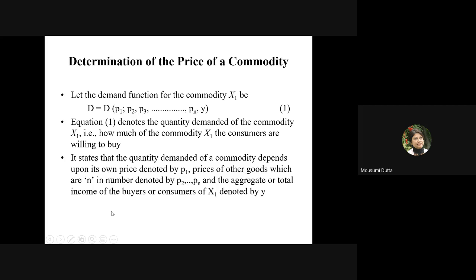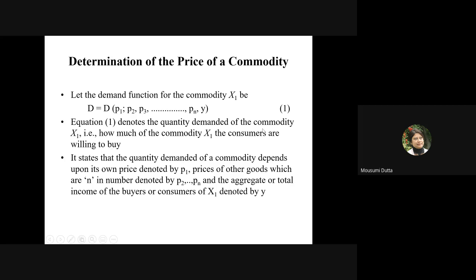So let the demand function for the commodity X1 be D is equal to a function of P1. P1 is the price of the concerned commodity X1. Then the price of other commodities; suppose there are n commodities in the market, so we are considering the prices of all n minus 1 commodities, P2, P3 up to Pn. And we are also considering the income of the consumer. There are some other determinants of demand too. However, we emphasize the prices of the other commodities and the income, though literally there are taste and preferences, education, geographical location, demographic situation, etc.